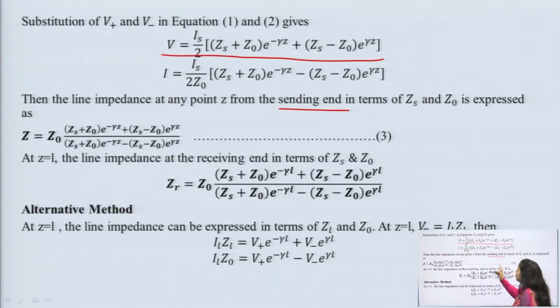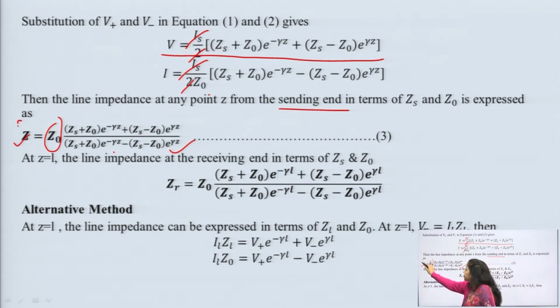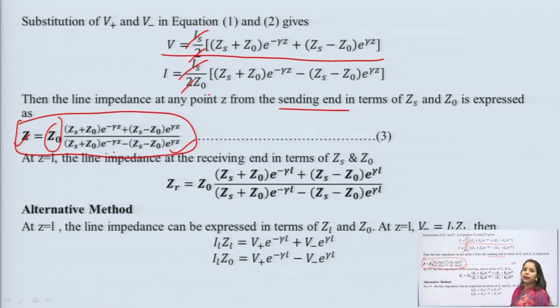So, if we take the ratio V upon I, it should be equal to Z, and next one is what? The 2 gets cancelled, and this Z naught will come on the numerator side. So, we are having the Z naught here, and the other expression will be simply copied. There is no difference in the expression. Zs plus Z naught e to the power minus gamma Z plus Zs minus Z naught e to the power gamma Z, over Zs plus Z naught e to the power minus gamma Z minus Zs minus Z naught e to the power gamma Z. So, this is the equation of the line impedance at any point Z from the sending end. This is the first expression, or we can say one of the expressions of the line impedance.